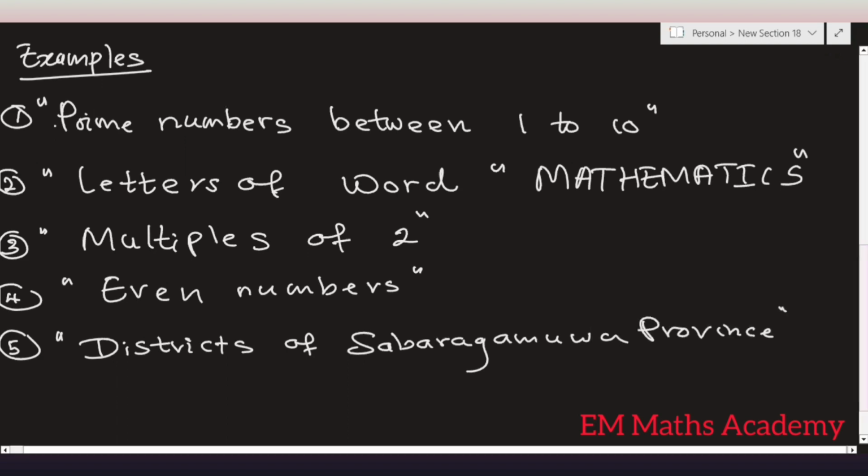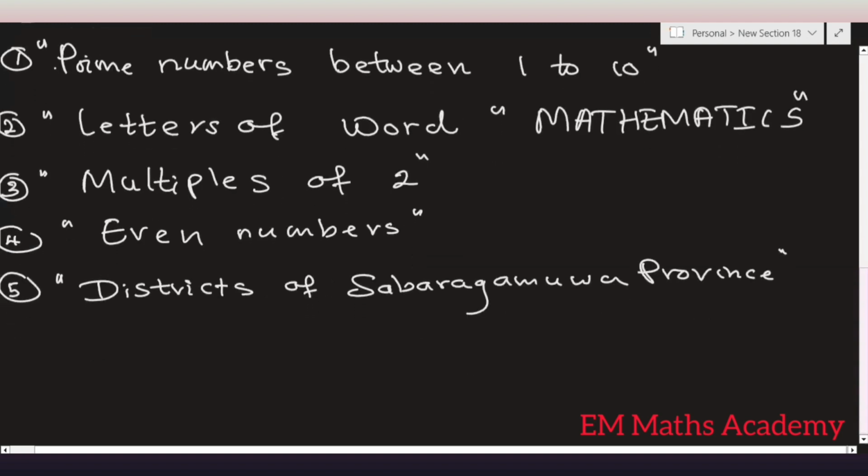If I say clever girls, clever boys, or beautiful girls, those are not sets because there's no special characteristic that we can use to identify those elements clearly. There should be a characteristic that can identify the particular items included in that collection clearly. Write down the examples.